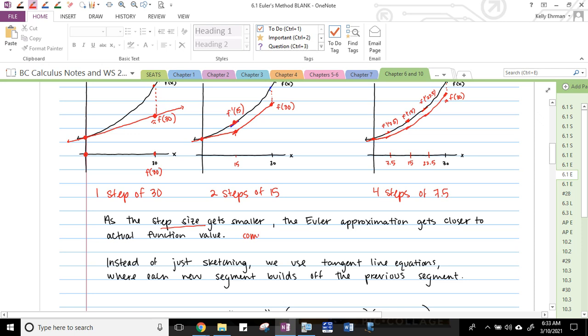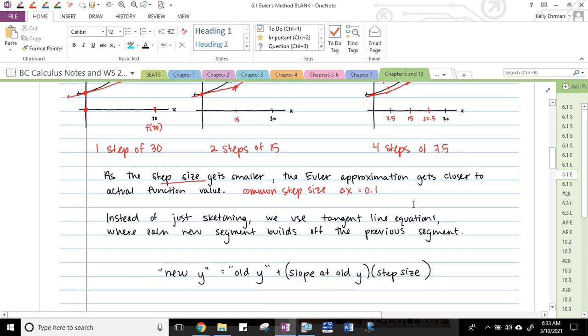A common step size that you'll see, like they'll give you a step size on the AP test. A common step size for delta x, because we're talking about changes in x every time, is usually about 1/10 or 0.1, but that can vary. And if they don't come right out and tell you a step size, they'll give you information to find a step size.